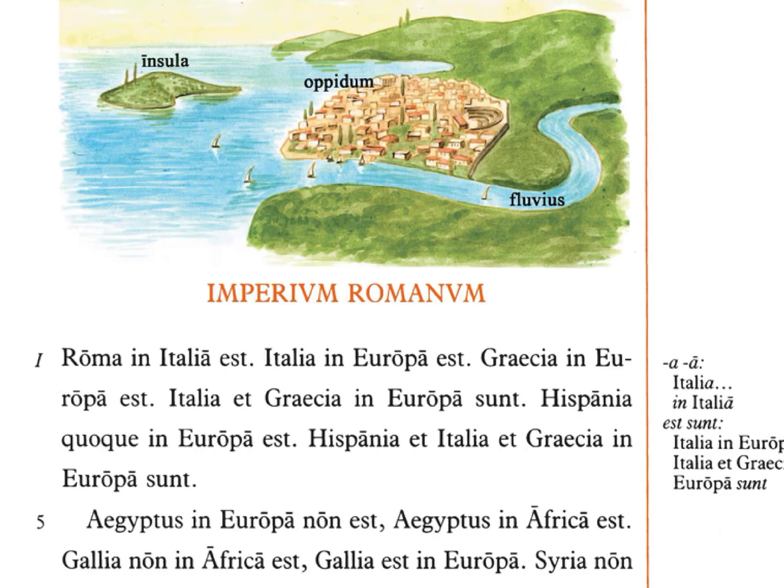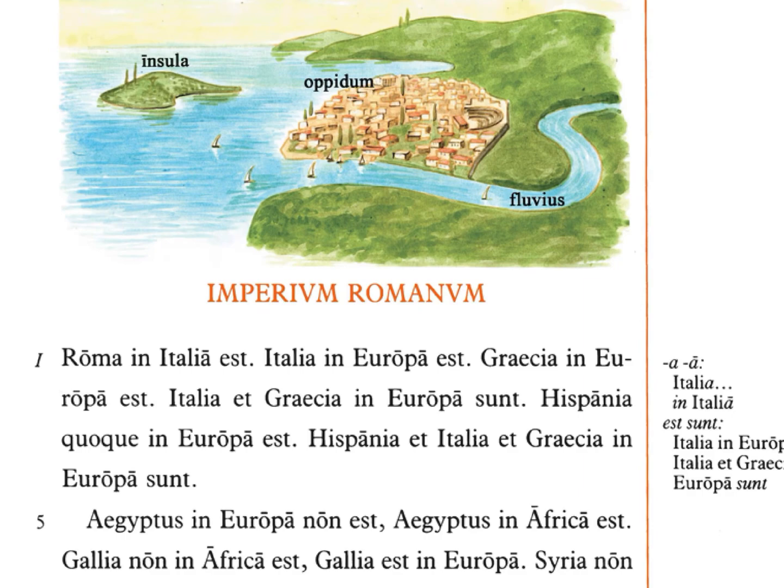Roma in Italia est. Rome is in Italy. Now notice that the word order actually has it say Rome in Italy is. So you can immediately notice that Latin likes to have verbs at the end of the clause or the end of the sentence. Est means is here. That's our verb. In Italia, prepositional phrase, in Italy.